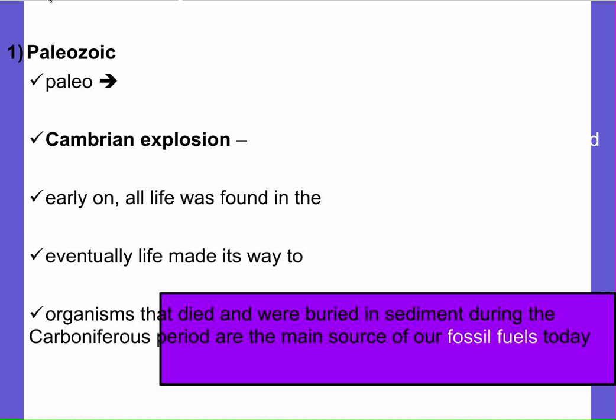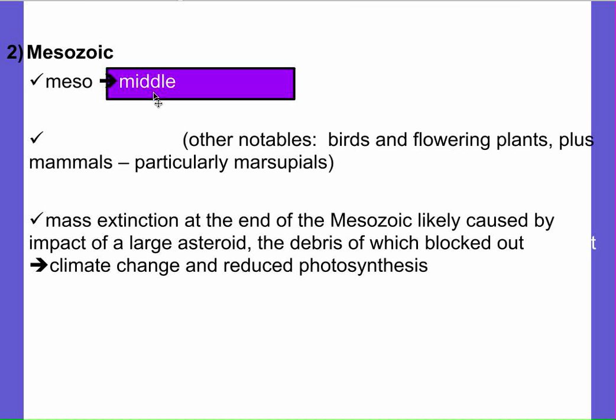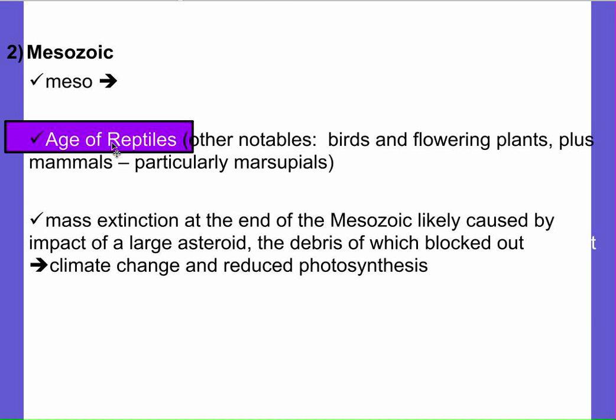Okay, so after the Paleozoic comes the Mesozoic. Remember, meso means middle, so when you're trying to keep track, this is the one that's in between. Paleo is the oldest, Cenozoic is actually the newest, and this one's in between. I think I've already referred to the Mesozoic as the age of the reptiles. Remember, that means that's when those dinosaurs were roaming the earth.